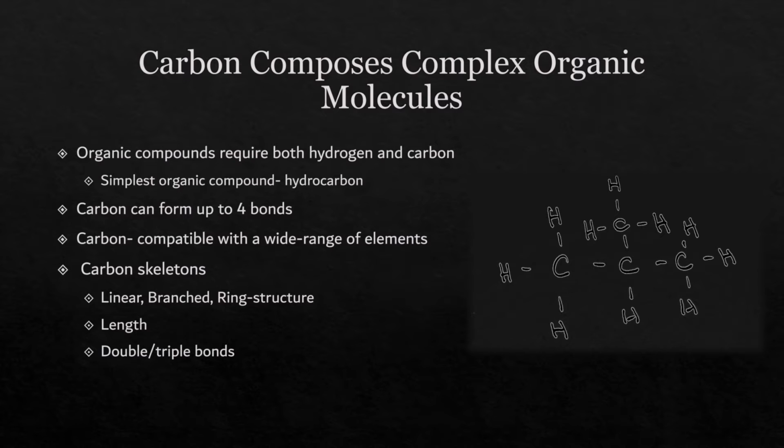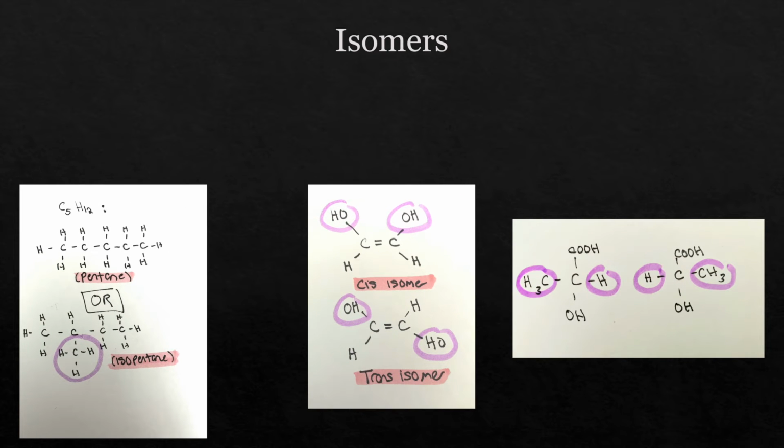Carbon skeletons can vary in length and shape, like they can be either linear, branched, or in a ring structure, and they also can vary in the amount and location of double and triple bonds. Carbon's versatility spurs the creation of different types of isomers. Isomers are compounds that have the same molecular formula but differ structurally and thus inherit different properties. We will discuss 3 different types of isomers: structural isomers, cis-trans isomers, and enantiomers.